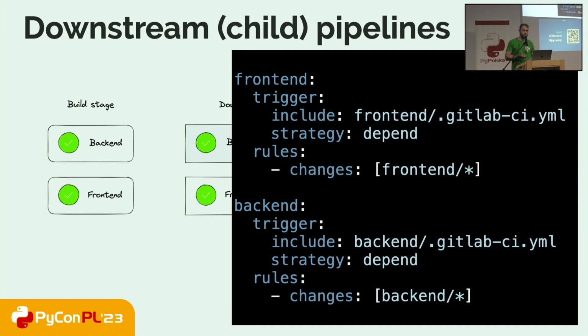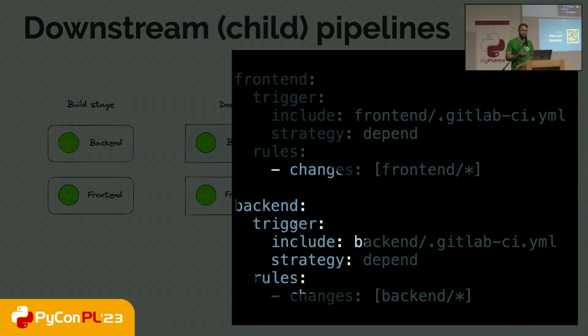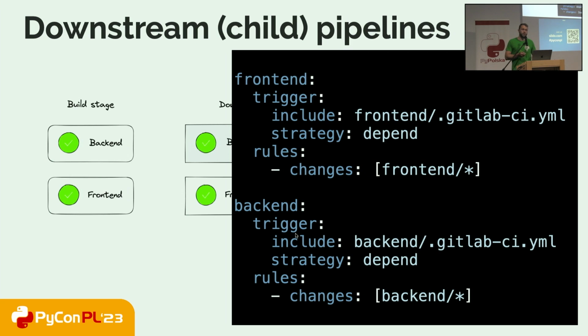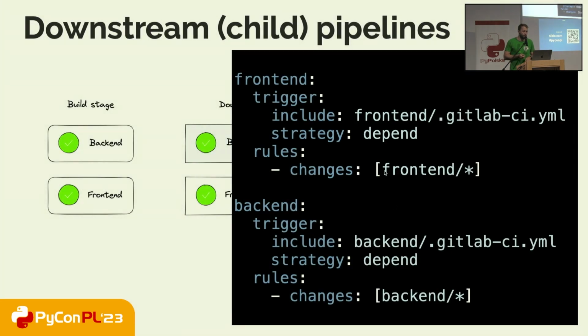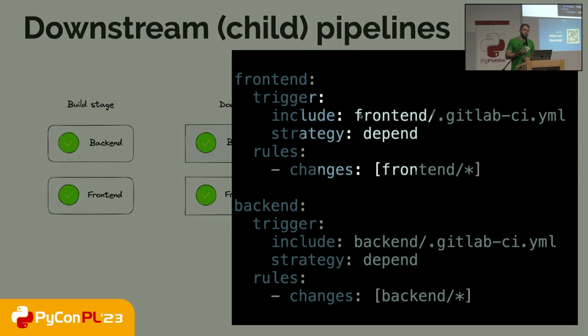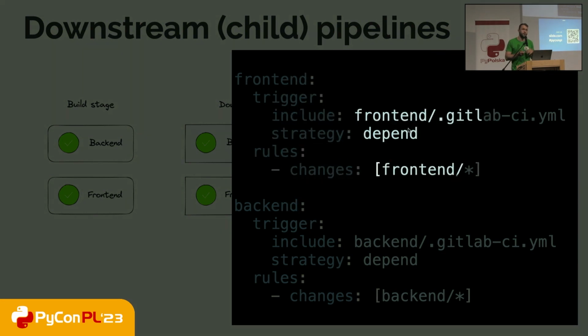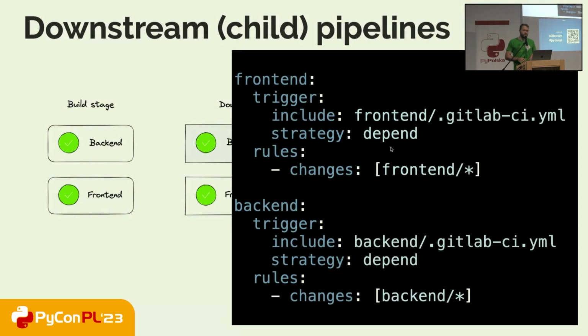So we have two jobs, frontend and backend. And each of them contains a key called trigger, where we define where the configuration for this child pipeline is. And then we also specify a strategy. So here we say that we have a strategy depend. And that means that our parent pipeline should depend on the status of a child pipeline. So if the child pipeline fails, the parent pipeline should also fail. If we don't specify this strategy and the child pipeline fails, the parent pipeline will continue running.